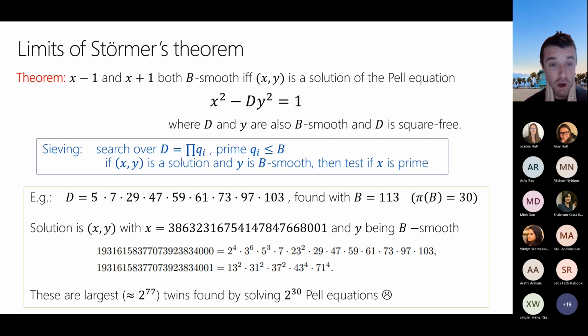Initially, I was really hopeful that I'd be able to find cryptographically sized solutions to this problem by using Stormer's theorem. But for those 2 to the 30 Pell equations, solving those billion Pell equations, I had a little mini cluster of 128 cores all trying to solve different Pell equations, and it took me a few weeks to exhaust that set. That was for B equals 113, where the largest pair of 113-smooth numbers were both 77 bits. So they're nowhere near large enough to be used in cryptography. Remember, I said we need numbers that are about 256 bits.